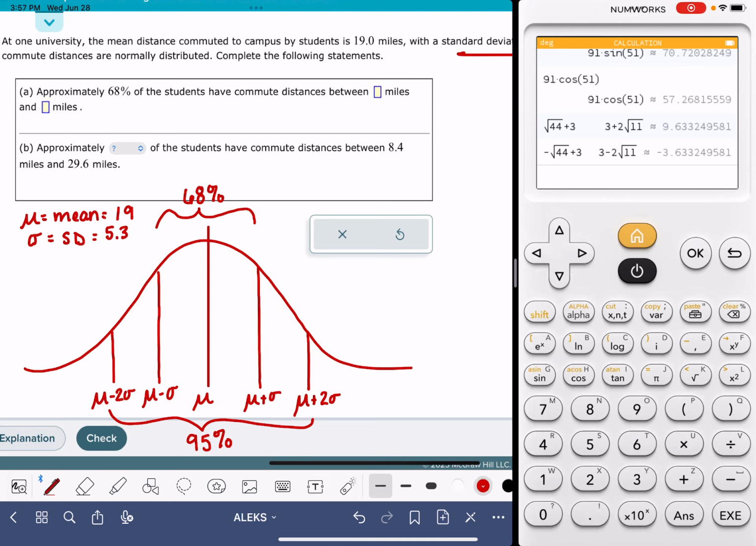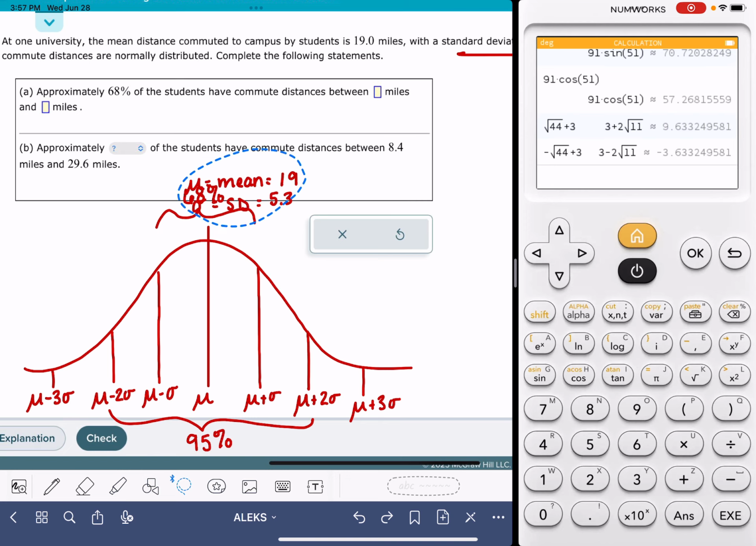And then last but not least, we can go one more standard deviation out, the mean plus 3 standard deviations, and the mean minus 3 standard deviations. And I'm not exactly sure how I'm going to fit this in. Actually, I regret erasing that. I'm just going to move this information.